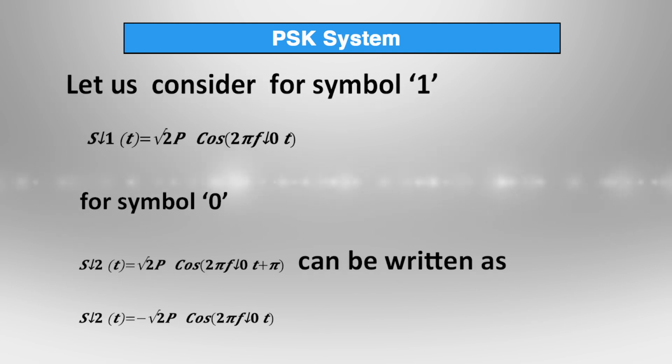Now, for that we need to consider the symbol variations. For symbol 1, we can say S1(t) = √(2P) cos(2πf0t), and for symbol 0, S2(t) = √(2P) cos(2πf0t + π). Pi is the shift, or change, in phase, that is, 180 degrees, as we already discussed. We can write S2(t) in another way also: S(t) = −√(2P) cos(2πf0t). This minus sign indicates the change in the phase.